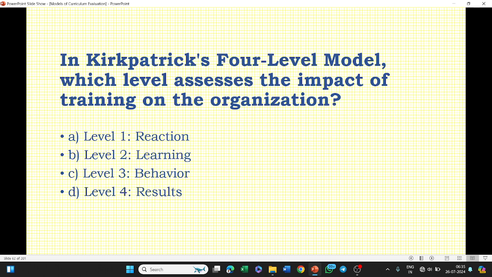In Kirkpatrick's four-level model, which level assesses the impact of training on the organization? Options: reaction, learning, behavior, result. Answer of this question is option D, that is level 4, result.